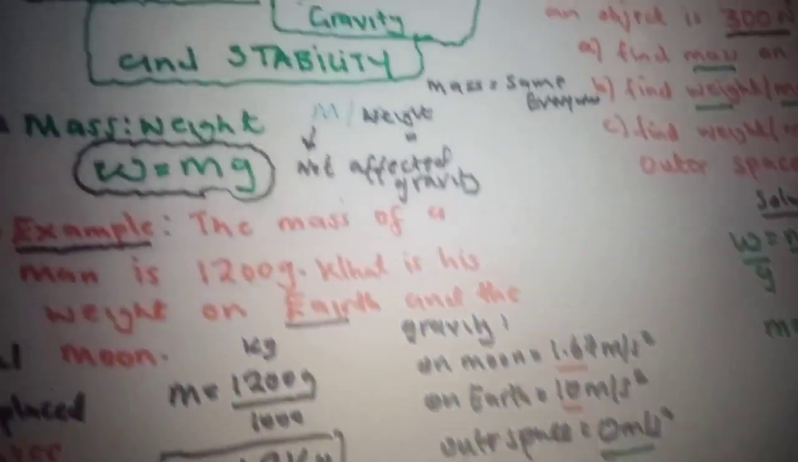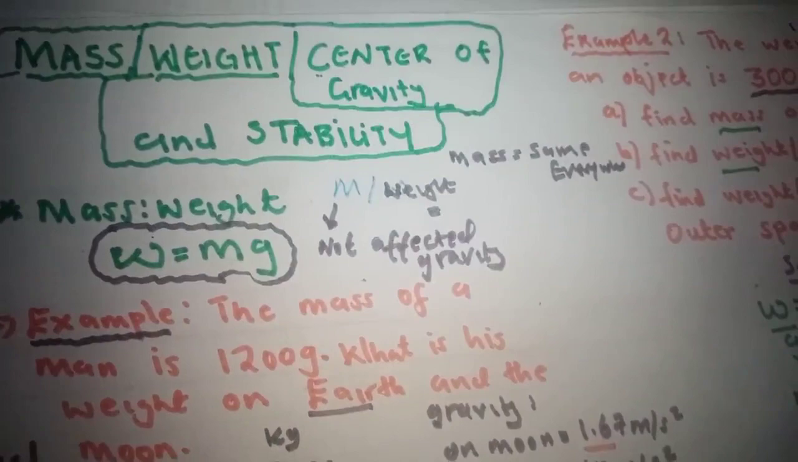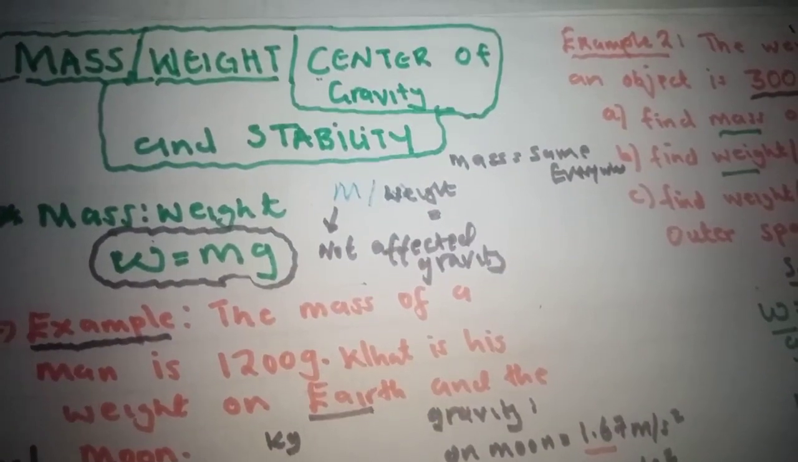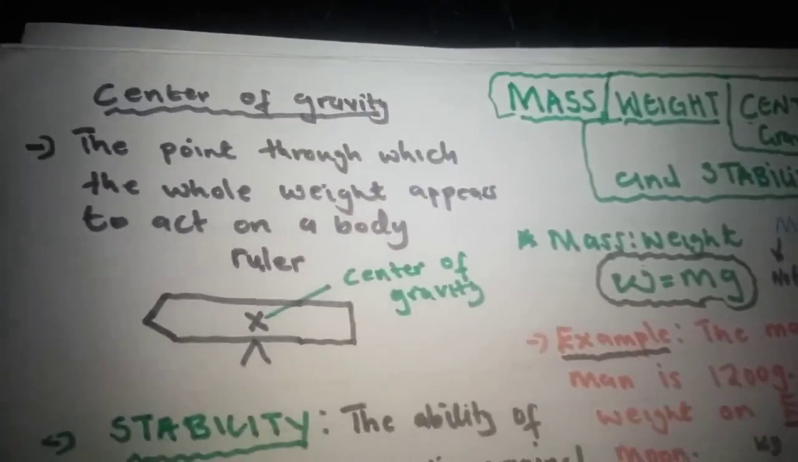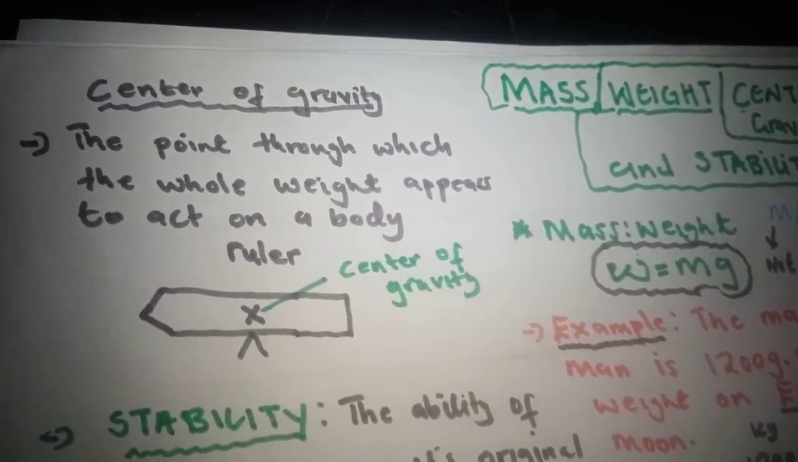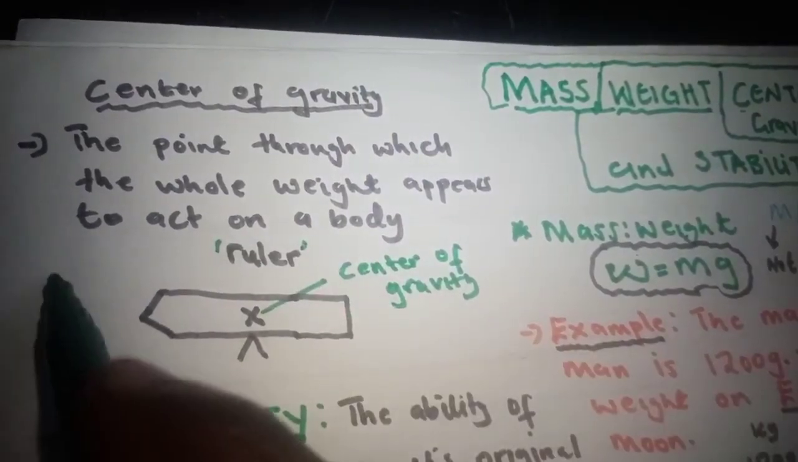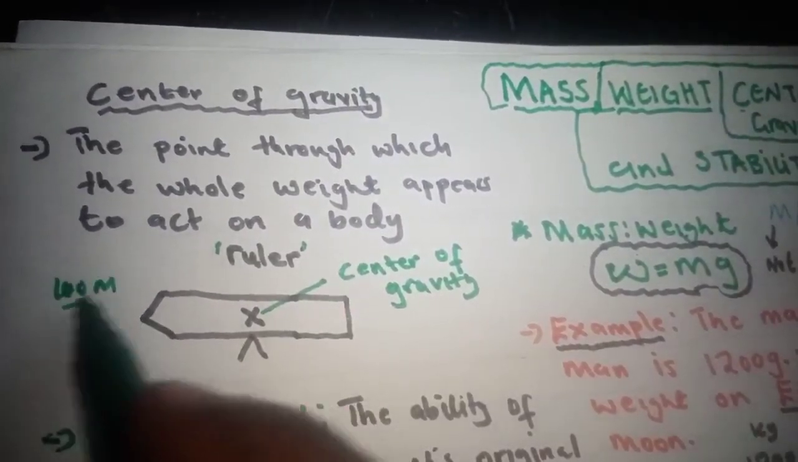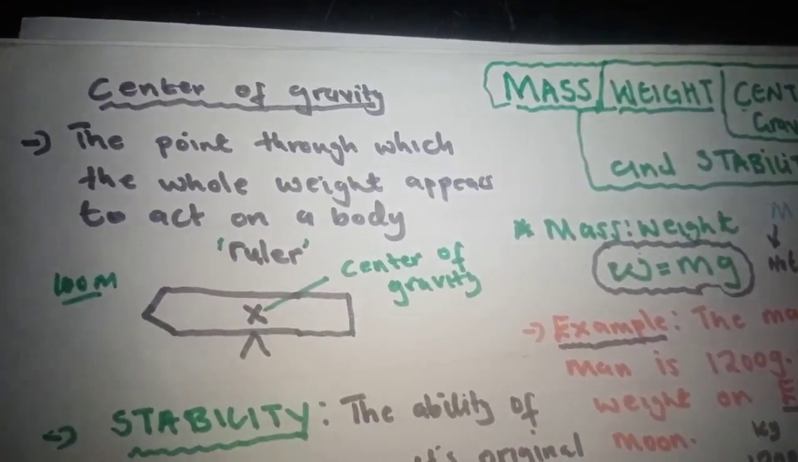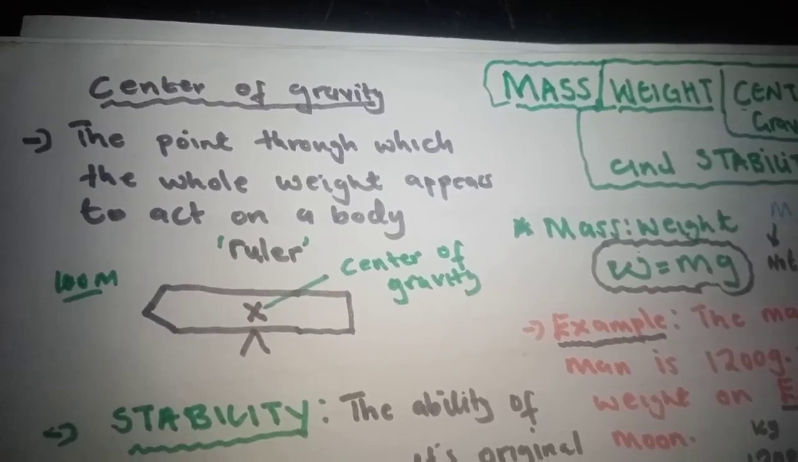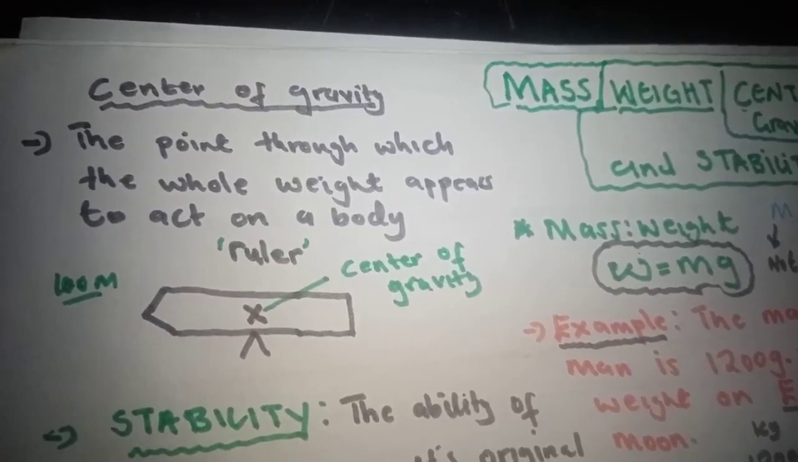Okay, so center of gravity. The center of gravity is very simple. It's really just a point through which the whole weight appears to act on a body. So if you had a 100 centimeter meter rule like this, the center of gravity is simply the point at which the whole weight of that meter rule appears to act.